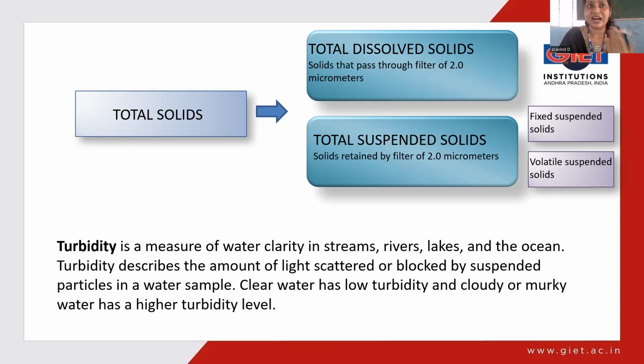How can we differentiate them? If you take a filter paper whose pore size is 2 microns and let the sample pass through the filter paper, the 2 microns is nothing but the diameter of the pore, a micrometer. When you allow the sample to pass through the filter, the particles that are retained on the filter paper are the suspended particles. The particles that pass through the 2 micron filter paper can be defined as the dissolved solids.